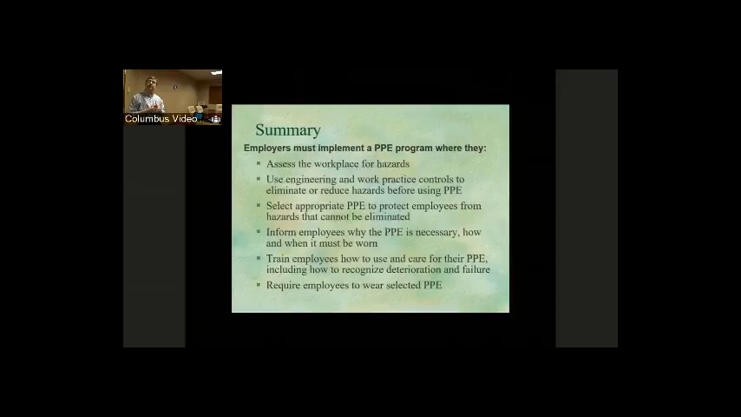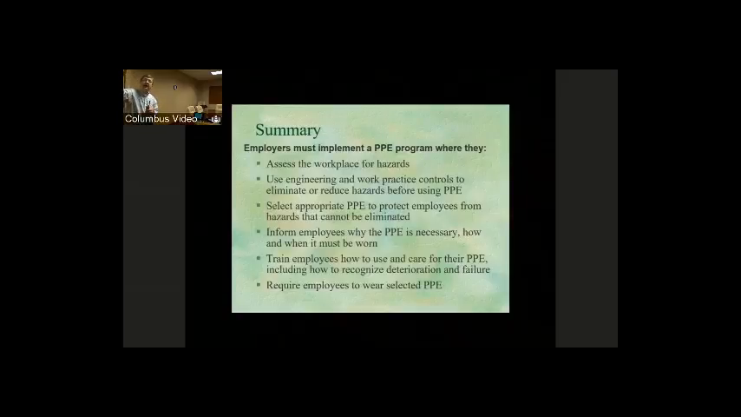We have to inform our employees why the PPE. That's why we have this class. We have to make it available for you. We have to ensure that if you have problems with your PPE, we get it replaced. And if you've got problems down the line as far as it getting dirty, scratched up, we have replacement available for you. We have to train our employees on how to care for and use the PPE properly.